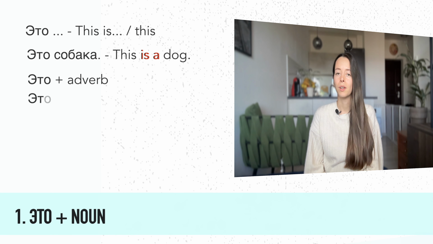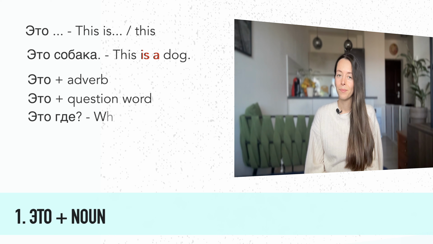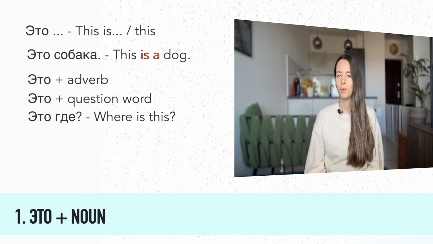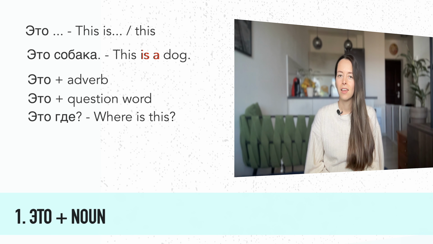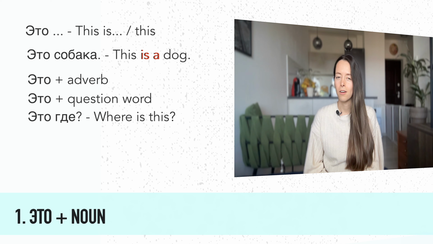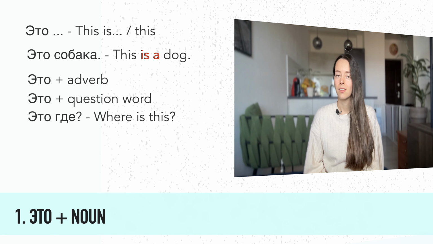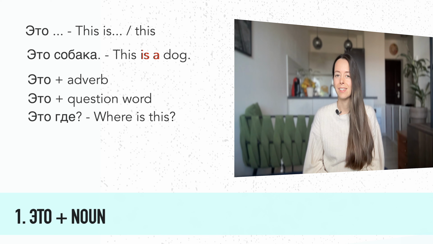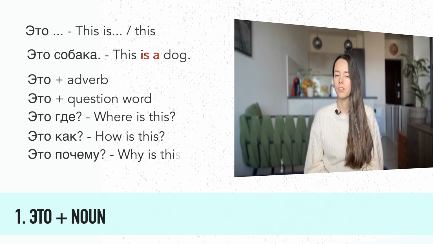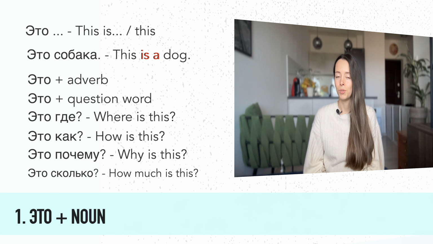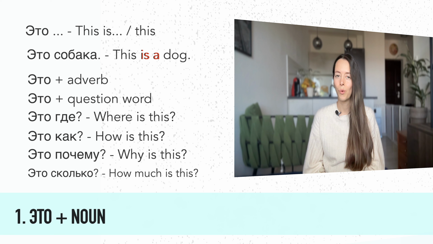Or you can even put a question word. Это где? This is where. For example, if a friend is telling you about a nice place he visited the other day and you still don't understand where is actually this place, you can ask это где? This is where. Where is it? Or we can put another question word. Это как? This is how. How is this? Это почему? Why is this? Это сколько? How much is this?